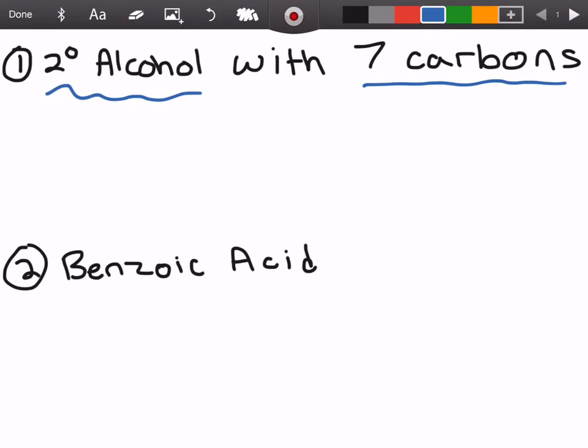So maybe let's just start off by drawing heptane. 1, 2, 3, 4, 5, 6, 7. So this is heptane. This is a 7-carbon compound. So we got that part down. So what does the secondary alcohol mean?